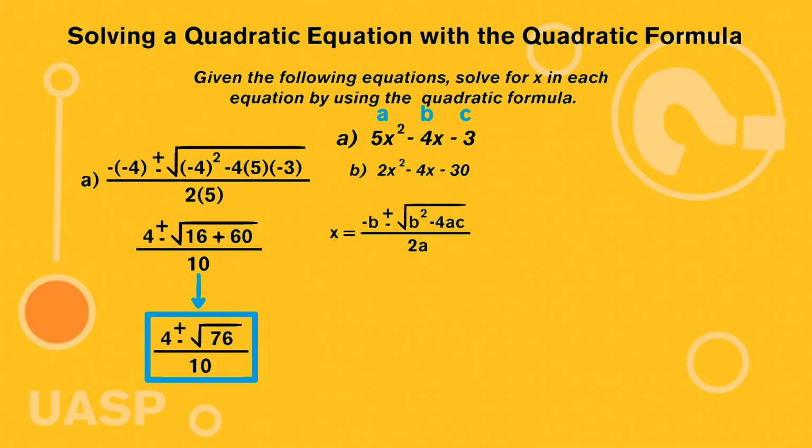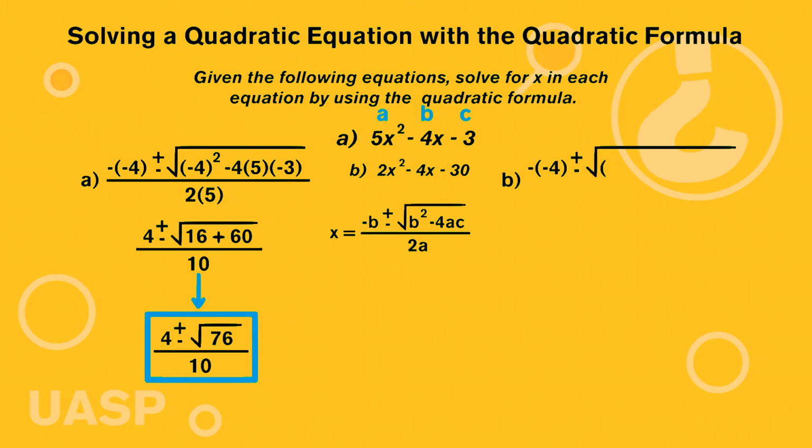Over here, we can solve b. Remember, we have our a, our b, and our c. Let's write it out and plug it into the formula. Negative b, which is negative negative 4, so we have 4, plus or minus the square root of b squared, so negative 4 squared, minus 4 times our a, which is 2, and c is negative 30. All of this is divided by 2a.